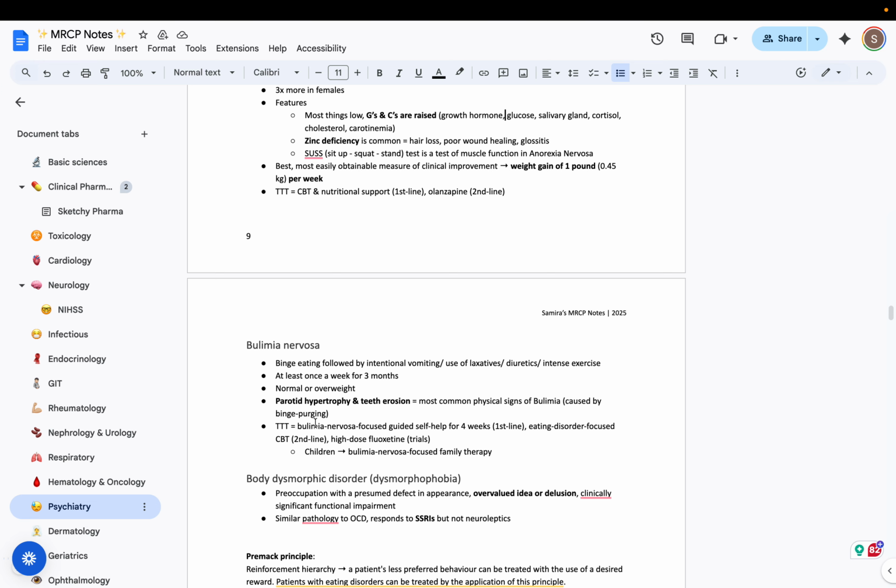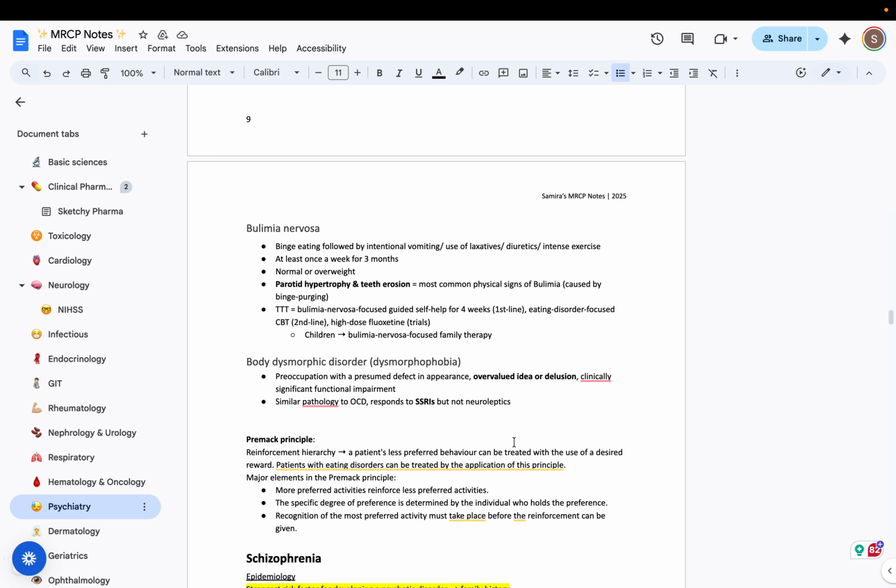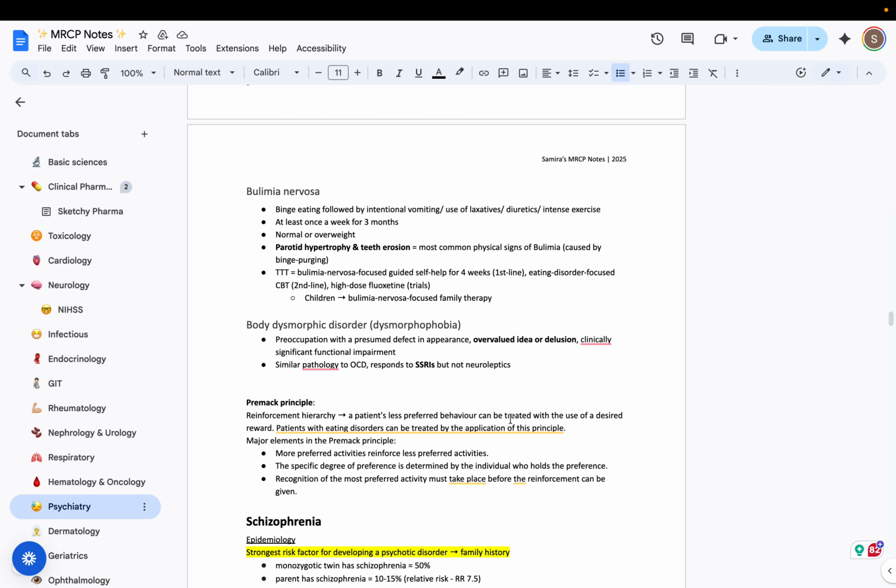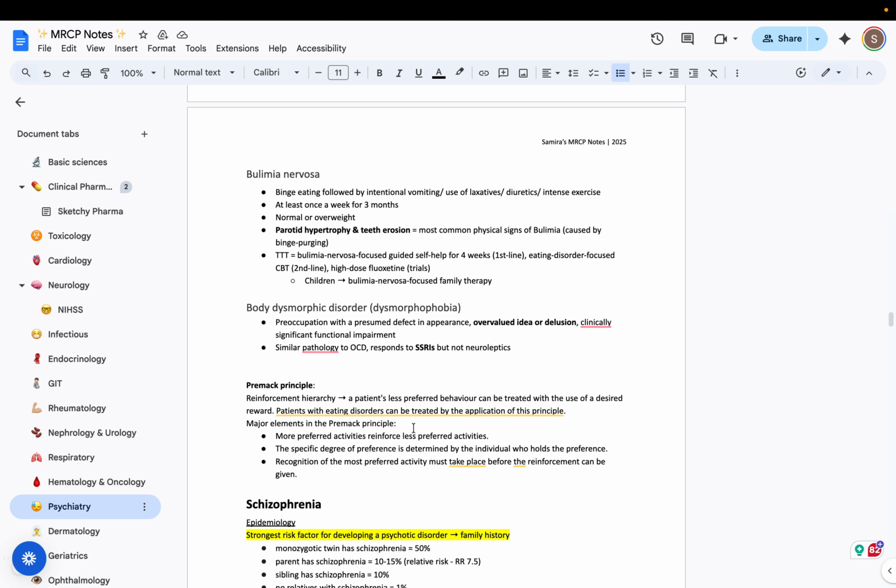The treatment would be bulimia-focused guided self help for 4 weeks. And then the second line would be eating disorder-focused CBT, and then high dose fluoxetine. Body dysmorphia, it responds to SSRIs but not neuroleptics. Premack principle is a reinforcement hierarchy. When a patient's less preferred behavior can be treated by using a desired reward. And it can be used in patients with eating disorders.